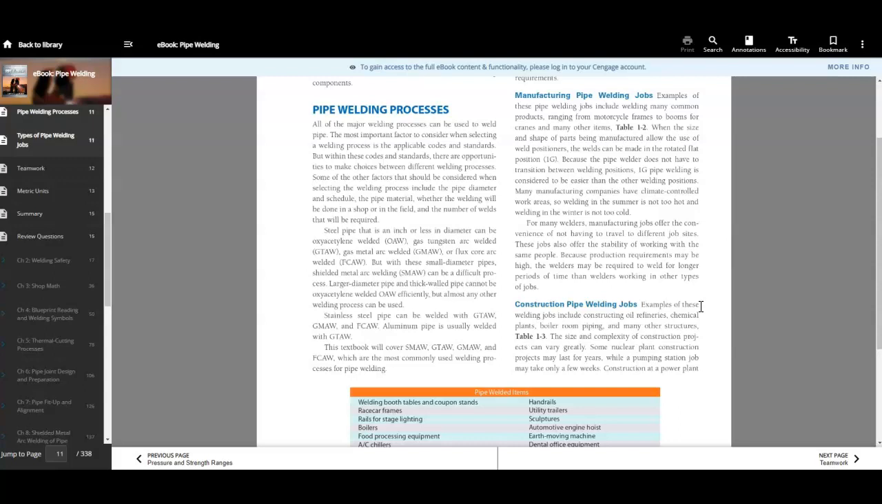For many welders, manufacturing jobs offer the convenience of not having to travel to different job sites. These jobs also offer the stability of working with the same people. Because production requirements may be high, the welders may be required to weld for longer periods of time than welders working in other types of jobs.